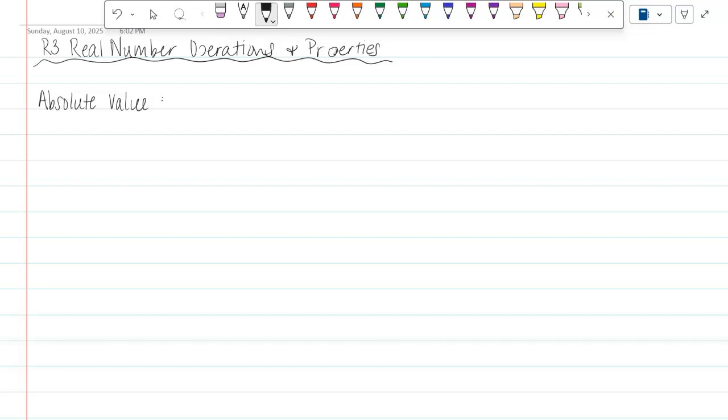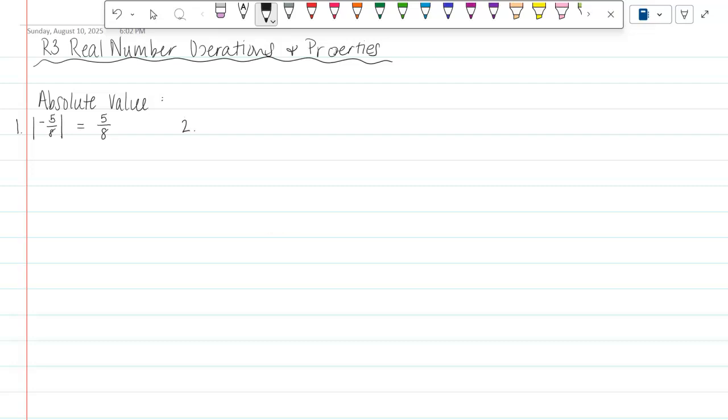So for our first example, let's go ahead and write this down. Problem number 1, we're going to take the absolute value of negative 5/8. So the absolute value of negative 5/8 becomes, the final answer is just positive 5/8.